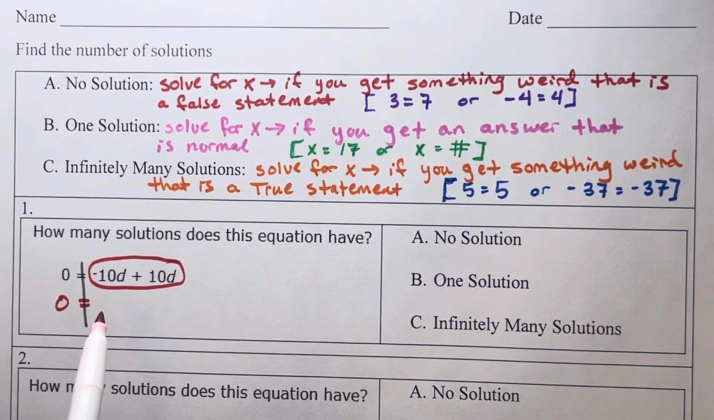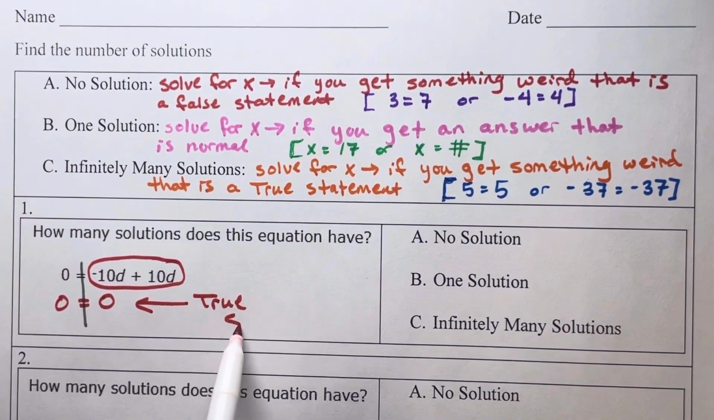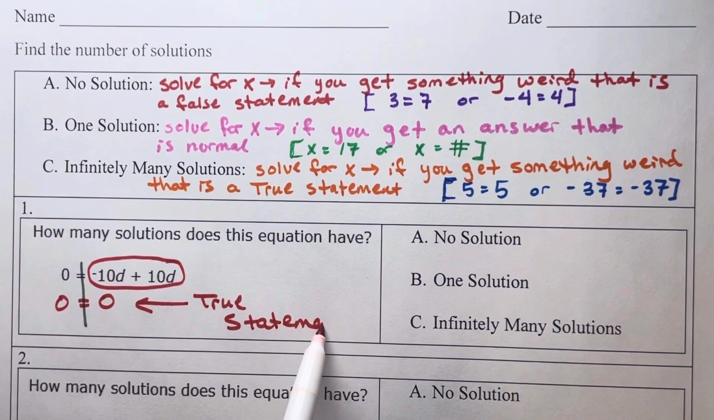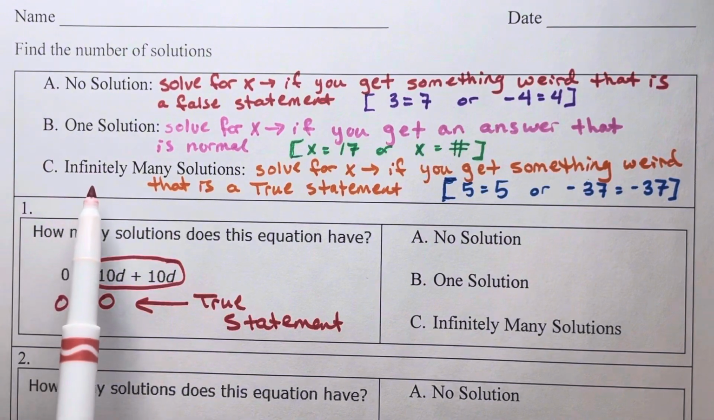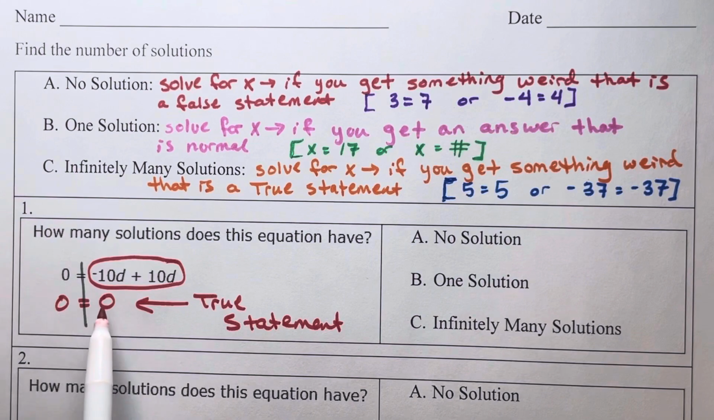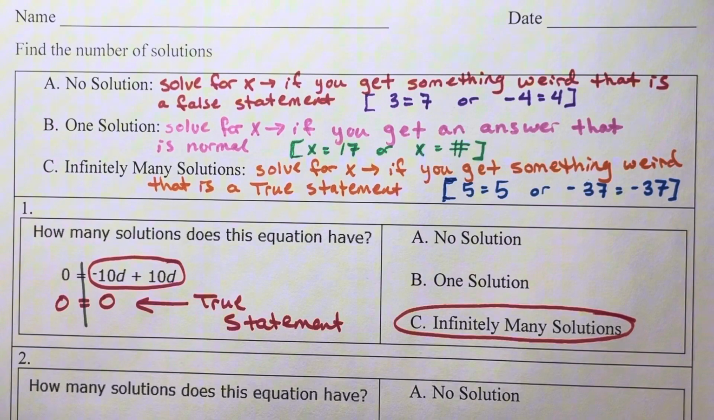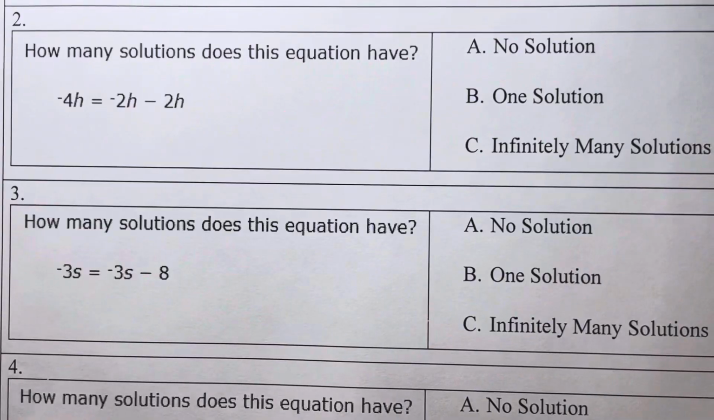Well, -10 plus 10 makes 0. And this is a true statement, because 0 does equal 0. And we learned in the introduction that whenever you get a true statement, yeah, it's weird, all of your variables have canceled out and the numbers match. 0 does equal 0. Therefore, that particular equation has infinitely many solutions. And there you go.